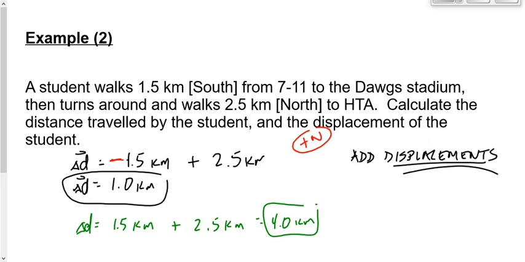Anybody tell me why displacement is a different number than distance? Lots of times they're the same number, right? Distance and displacement are two different numbers here because what? The direction matters, yes. I changed direction. All right, in the last question, I kept going in the same direction. This one, I changed direction. All right?